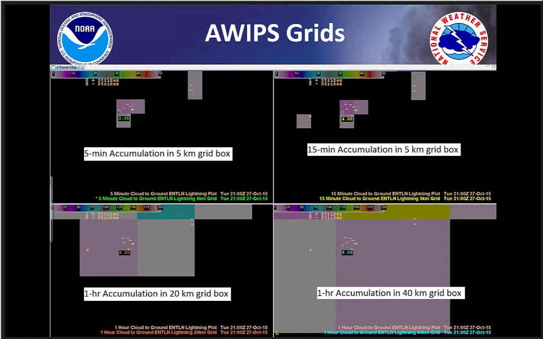The other thing shown here is we have 5-kilometer grid boxes, 20-kilometer grid boxes, and 40-kilometer grid boxes. So if you create a grid, say, at 5 kilometers, and then zoom into that grid, the grid spacing doesn't change. It maintains the 5-kilometer grid spacing. So there isn't what's called progressive disclosure with the AWIPS lightning grids, and that applies to the NLDN data as well.